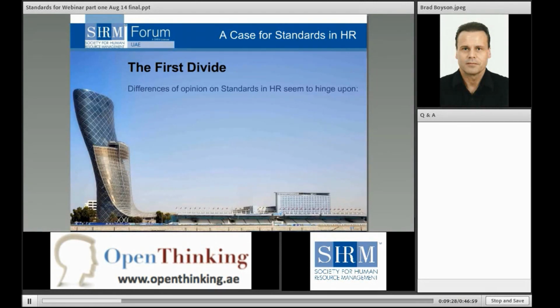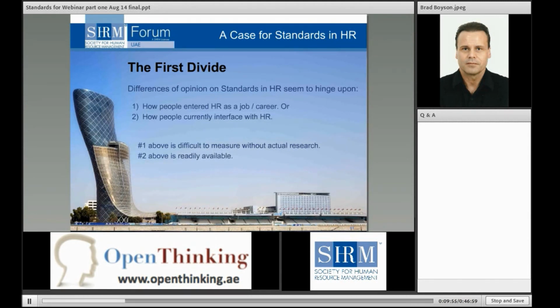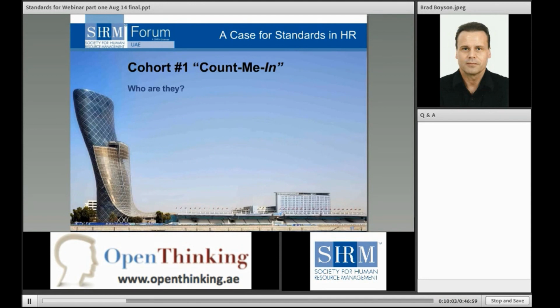So the first dividing line, if you will, depends on how people entered human resources as a job or career, or alternatively, how people currently interface with human resources. What are they doing right now in terms of human resources? You'll notice in these 2 forks in the road, it's very hard to know. Some people are 15, 20, 10, 5 years into their career. What was their original motivation for getting into human resources? But number 2 is readily available. This is what you're doing now. And when you talk to people on this subject, this is the information they give you.